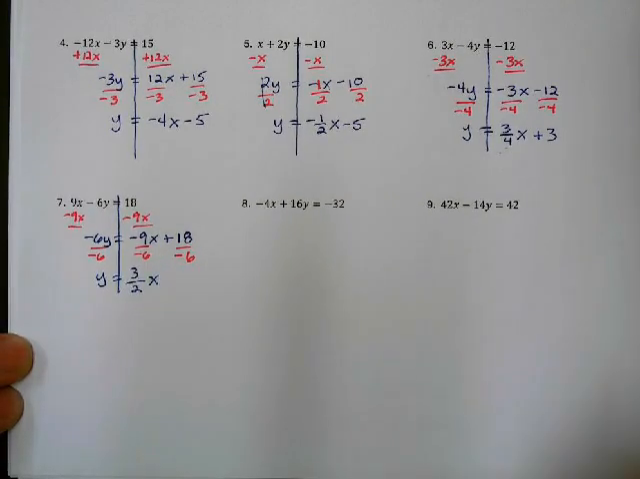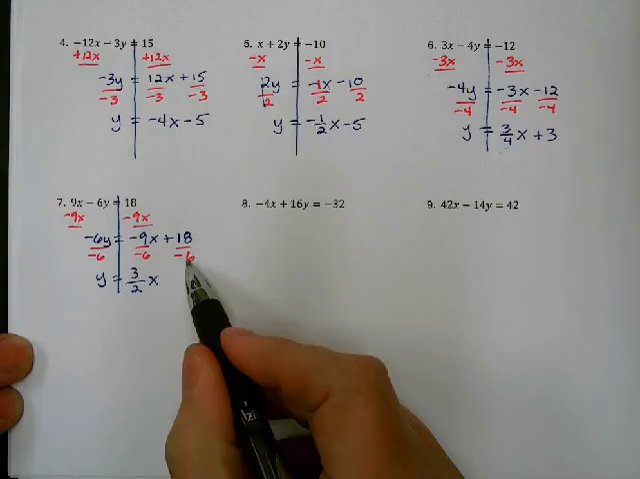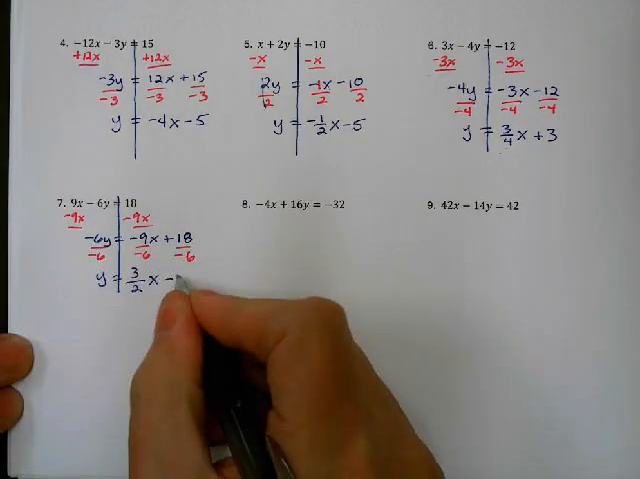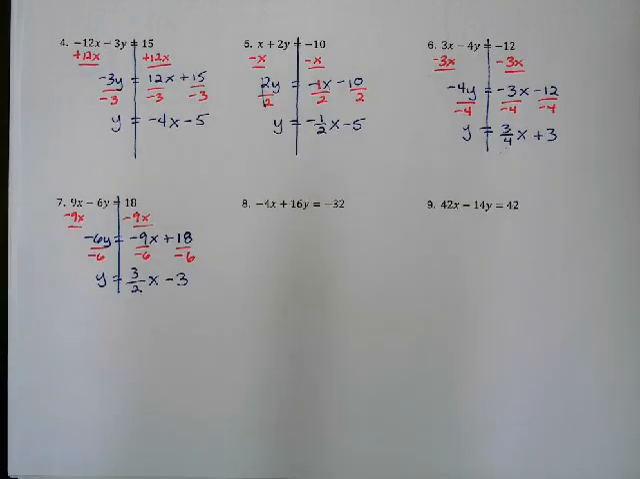Finally, 18 divided by negative 6 is negative 3. All right, 2 more problems and I'm going to go home.